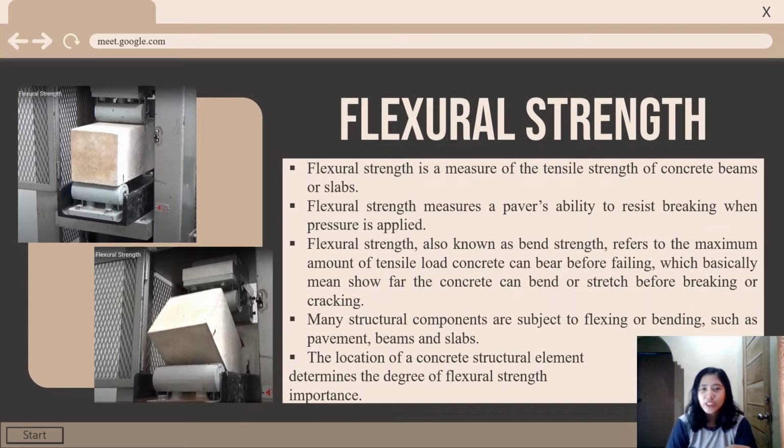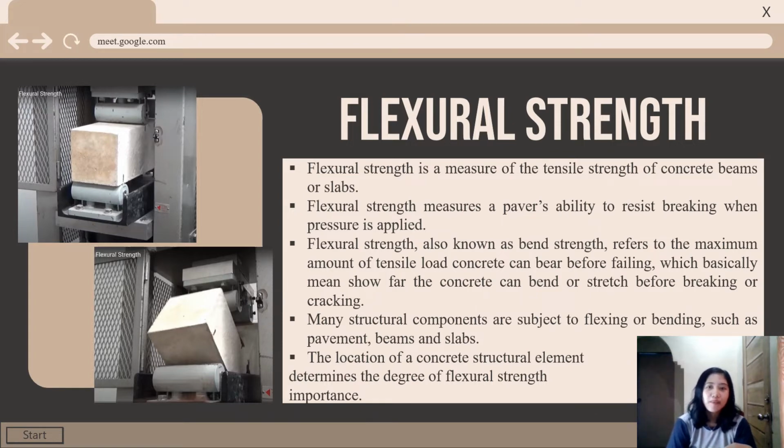First, let us determine the flexural strength. Flexural strength is the measure of the tensile strength of concrete beams or slab. Flexural strength identifies the amount of stress and force an unreinforced concrete slab, beam, or other structure can withstand such that it resists any bending failures. Flexural strength is also known as bend strength or modulus of rupture or fracture strength.